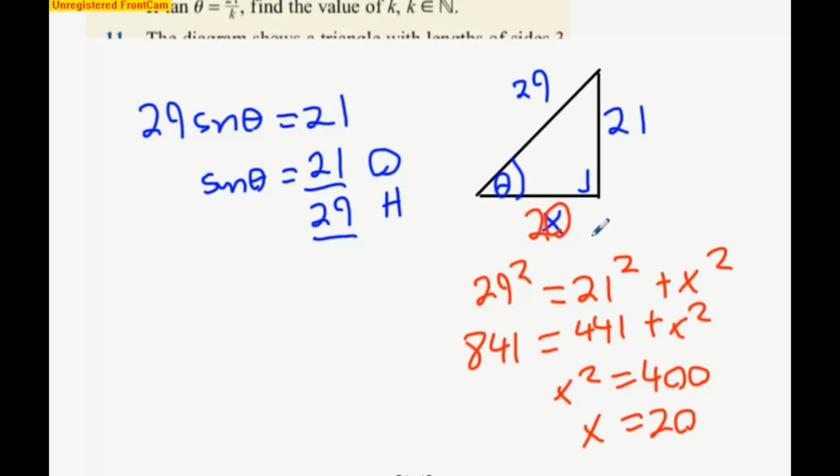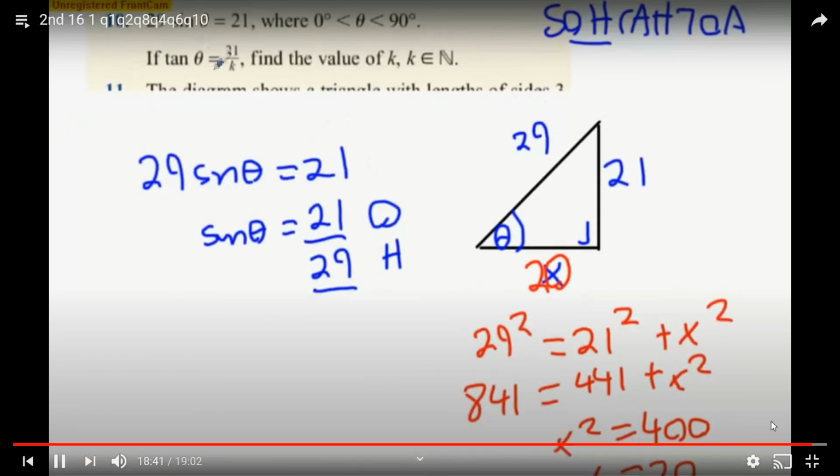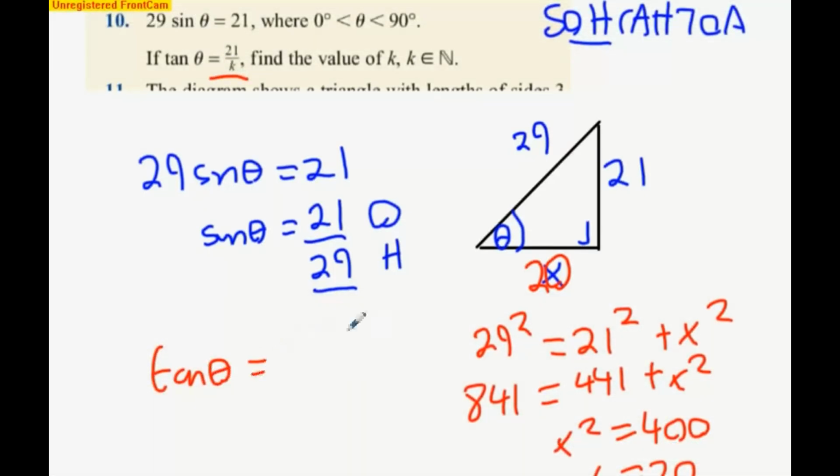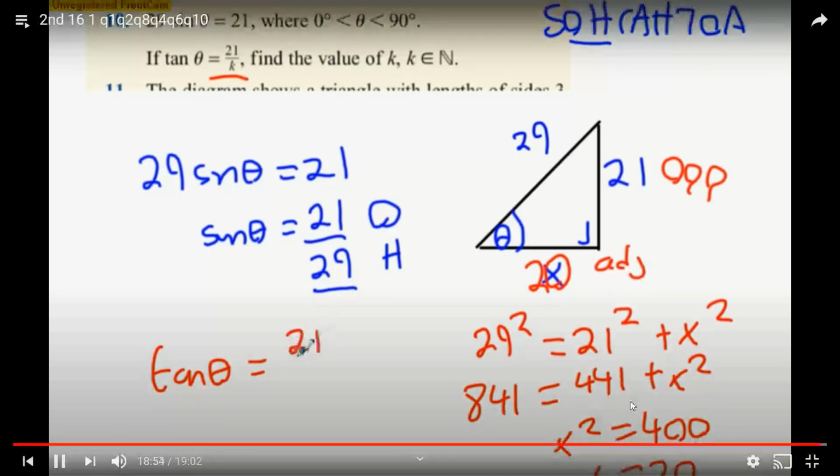Next thing you're going to realize, guys, is that we have to find out what tan is. Tan is opposite divided by adjacent. So opposite to theta is the 21 and adjacent to theta is the 20. So tan theta is simply 21, which is the opposite, over 20, which is the adjacent. So it's going to be 21 over 20.